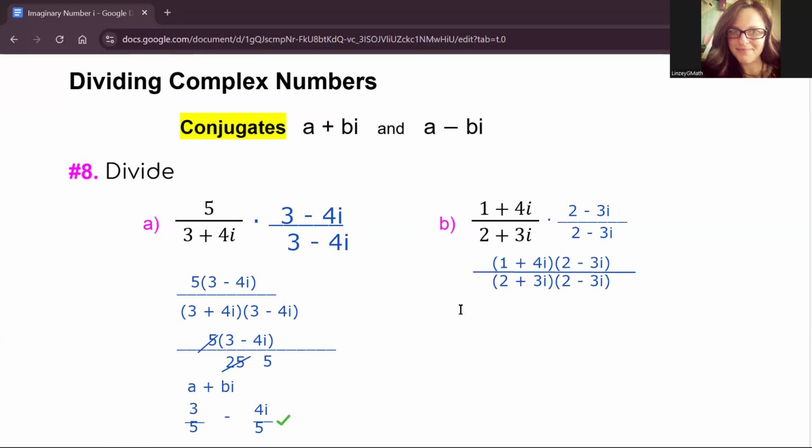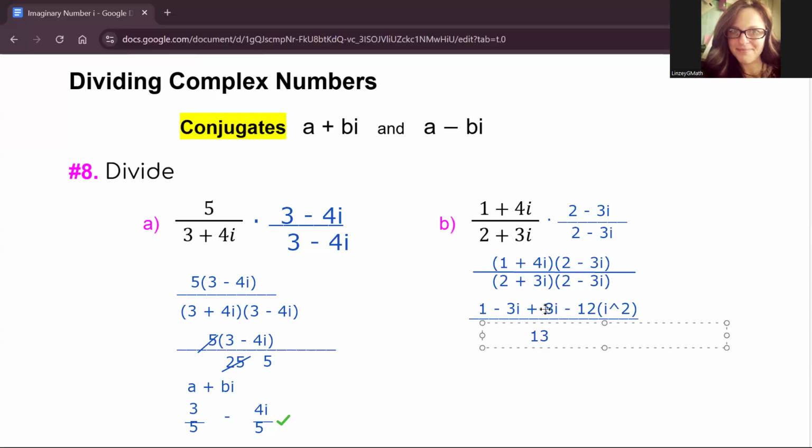And let's see, we get 1 times 2, which is 2. 1 times negative 3i, and then plus 8i, and then minus 12i squared. And in the bottom, we get 4 minus 6i plus 6i minus 9 times i squared. And I'm going to go ahead and simplify the bottom. Negative 6i plus 6i cancels out. i squared is negative 1. Negative times a negative is plus 9. 4 plus 9 is 13. So we're left with 13 in the denominator.